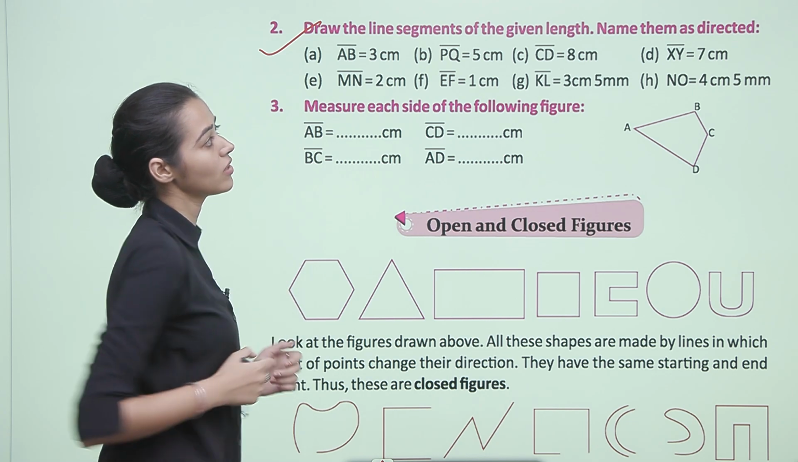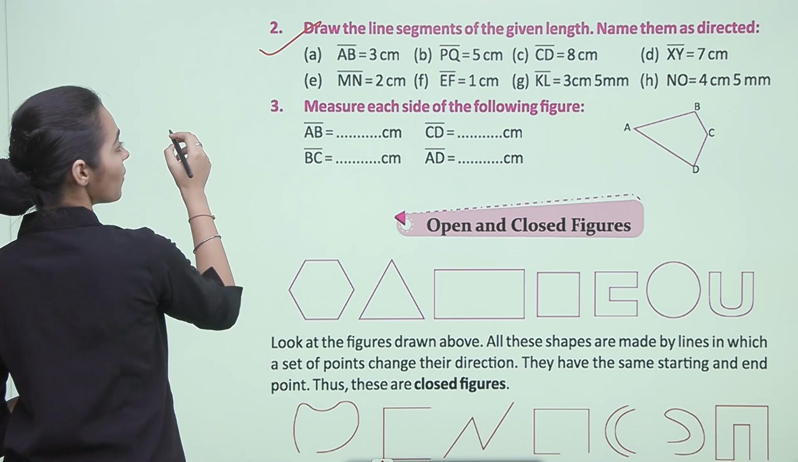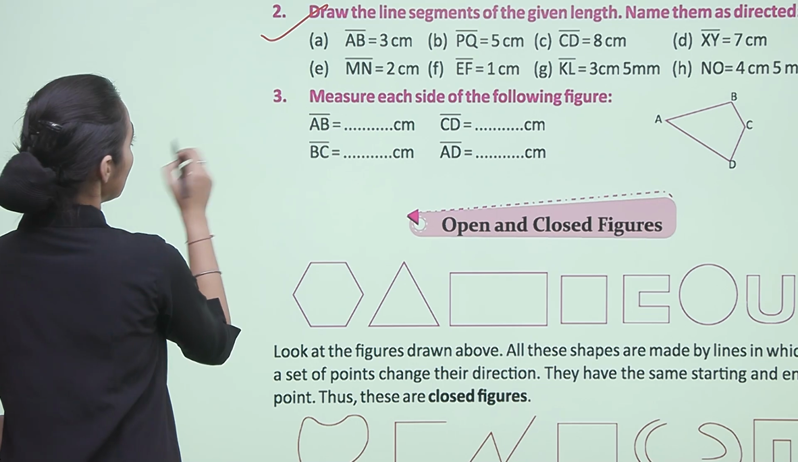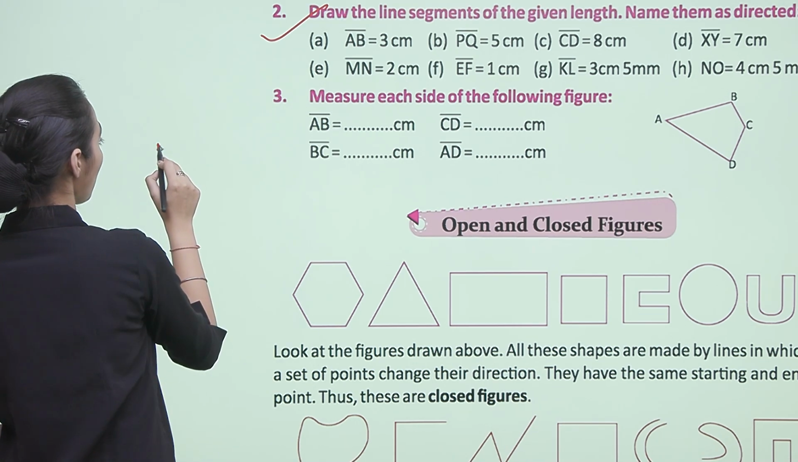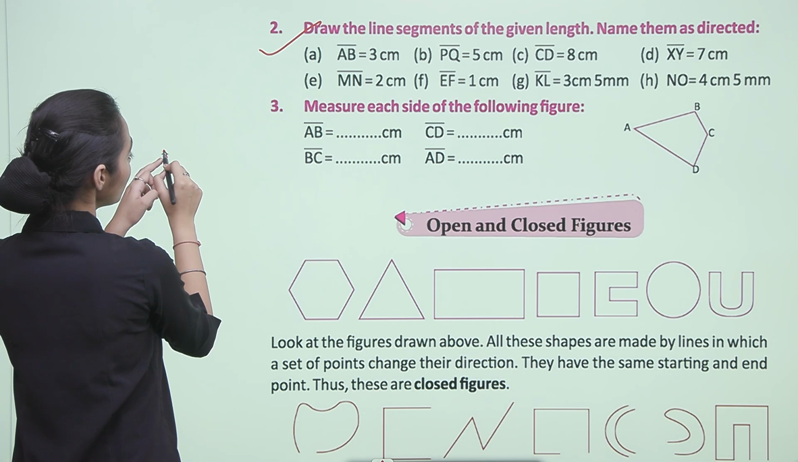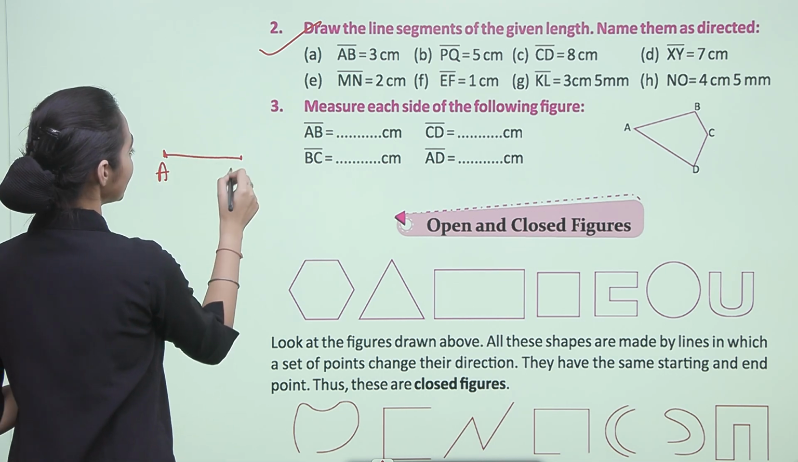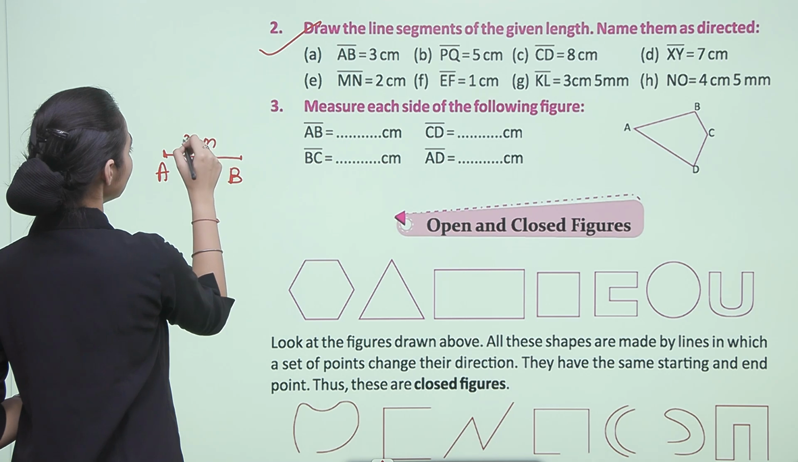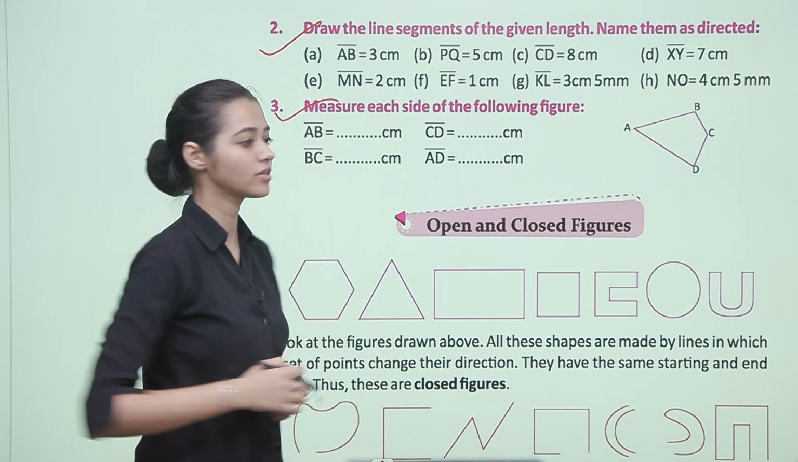Now the next one, we have to draw a line segment of the given length and name them as directed. So in this one, let's assume that here is our scale at 0, and then we will move it till 3 centimeter. So this is our line segment AB of length 3 centimeter. That's how you can solve the remaining part.